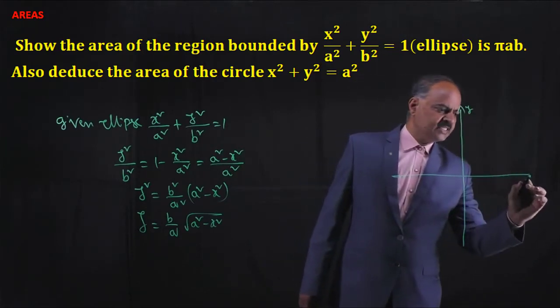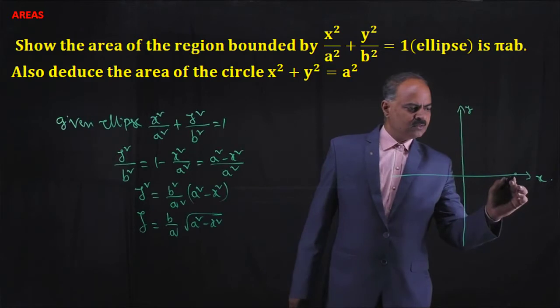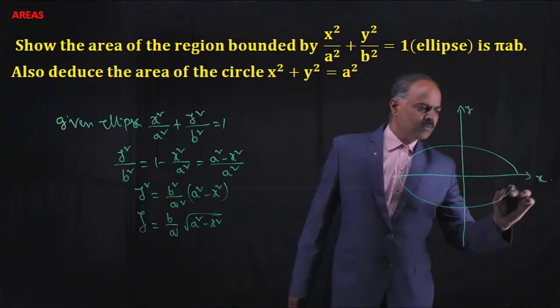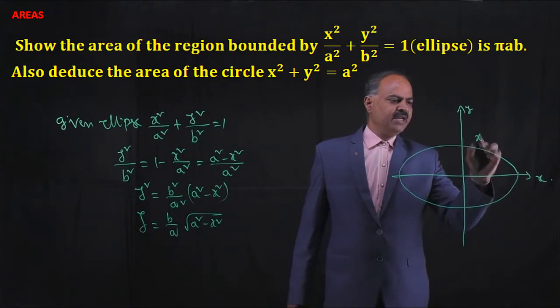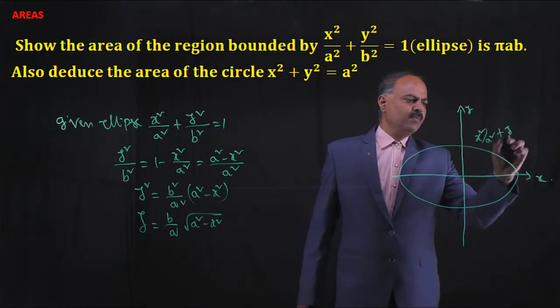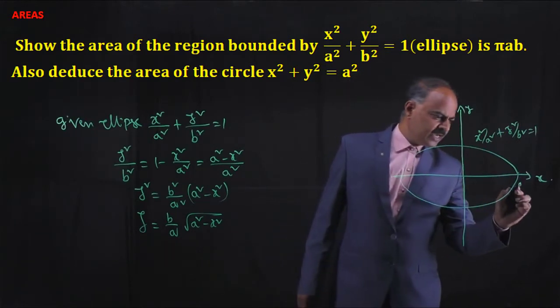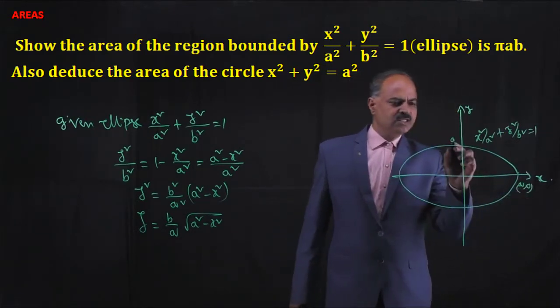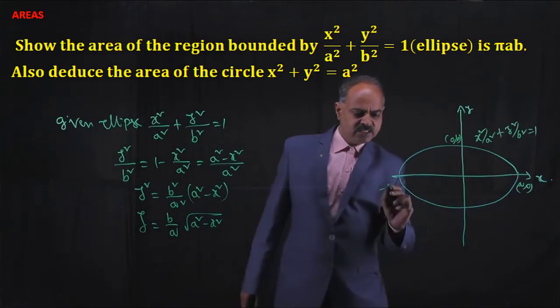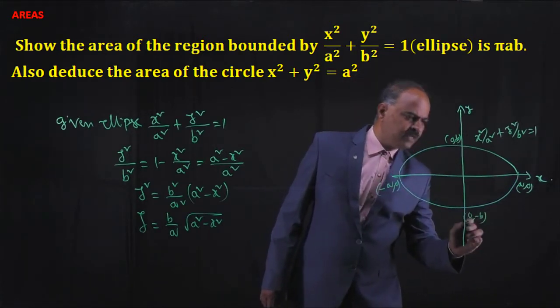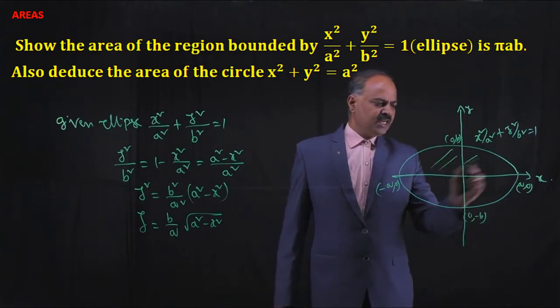This is the x-axis. This is the ellipse x square by a square plus y square by b square equal to 1. So this is a comma 0 and this is 0 comma b and this is minus a comma 0 and this is 0 comma minus b. So this is the required area.